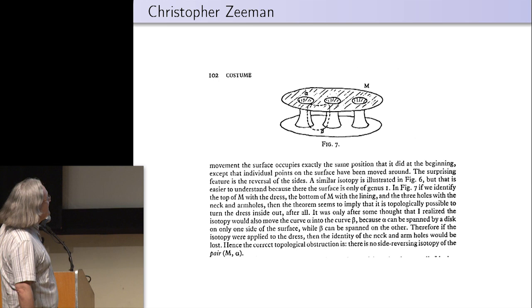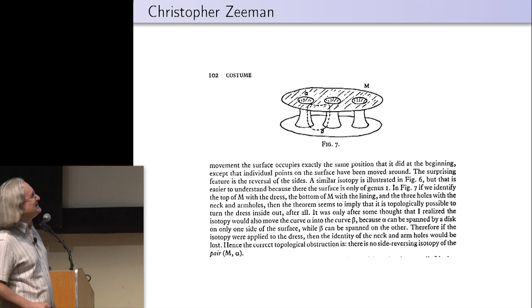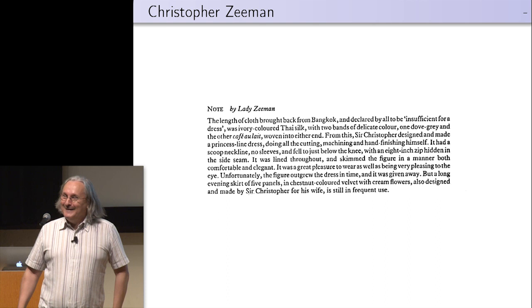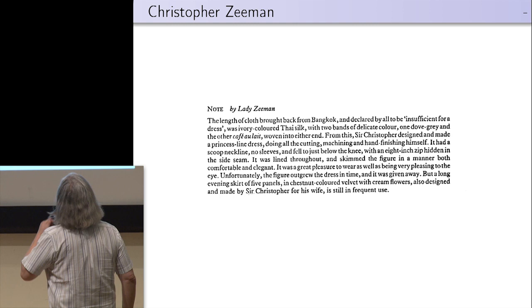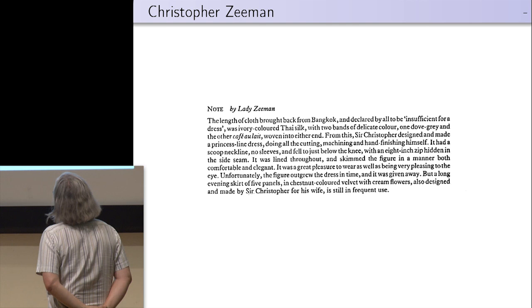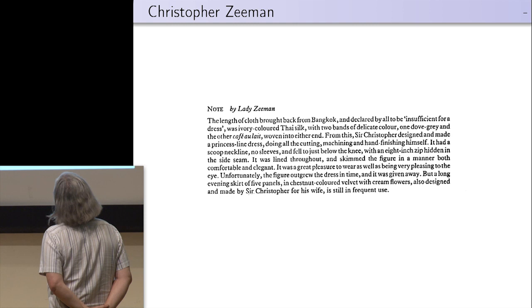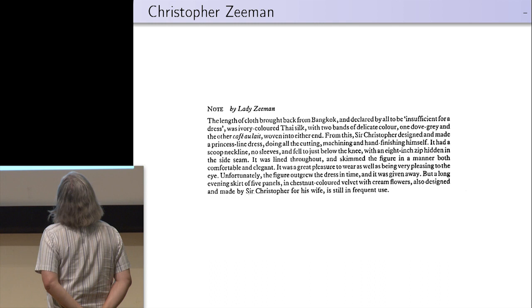And the end of the paper is the most interesting part of the paper. It's a comment by Lady Zeeman. So Lady Zeeman says, well, she's happy. She says, the length of cloth brought back from Bangkok and declared by all to be insufficient for a dress was ivory-colored Thai silk with two bands of delicate color, one dove gray and the other café au lait, woven into either end. From this, Sir Christopher, it's good to call your husband Sir Christopher.